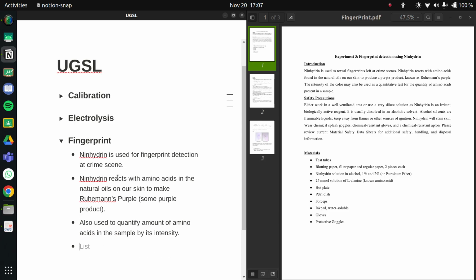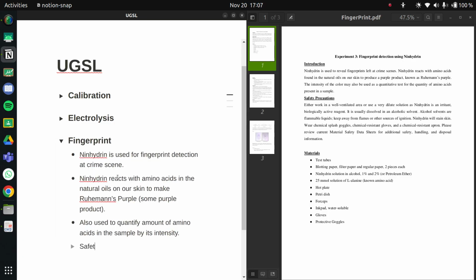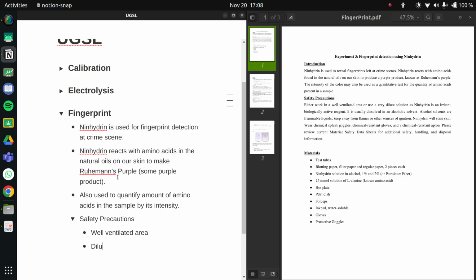Safety precautions. So first is work in a well ventilated area or use a very dilute solution. Well ventilated area, dilute solution.